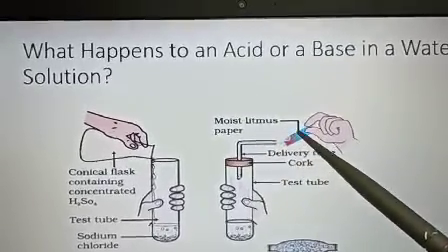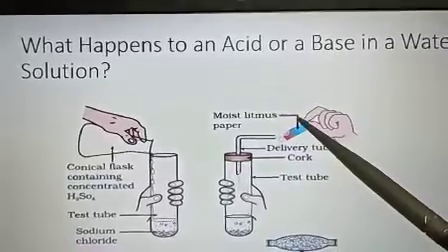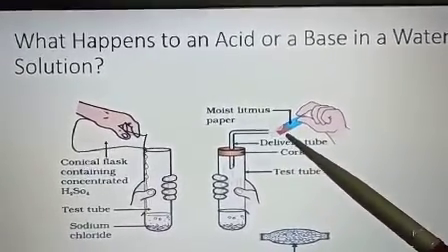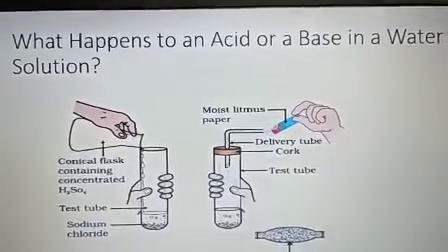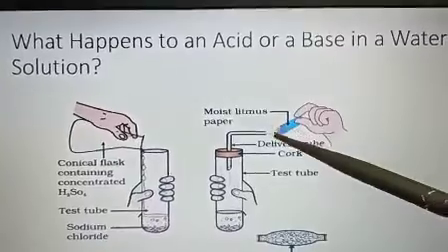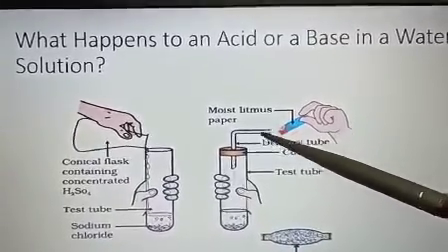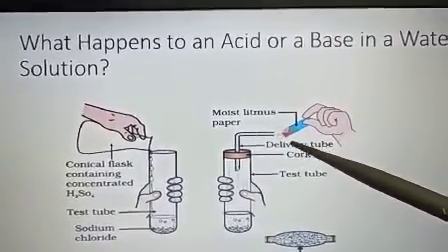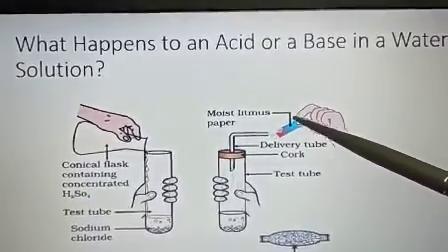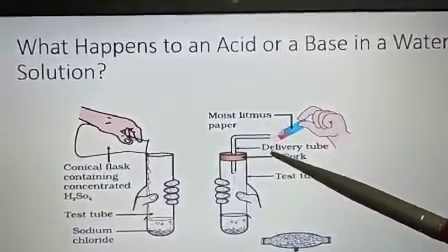So when this litmus paper is moistened and it is brought near the delivery tube from where the HCl gas, hydrogen chloride gas, is coming out, it changes to red color. And when it changes to red color, it shows that hydrogen chloride gas is acidic in nature. But unless it is moistened, it is dry, it doesn't show the acidic character.